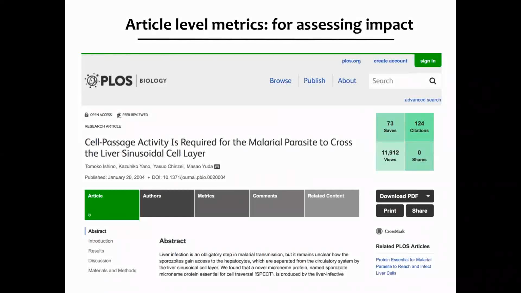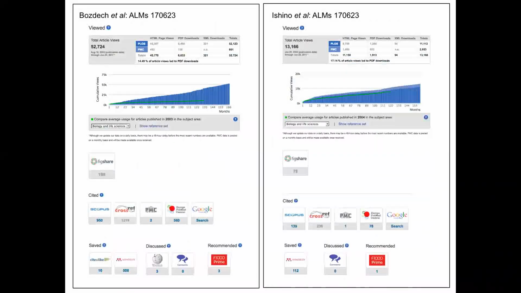So if you go to the PLOS website, and again, I'm doing this for PLOS because I'm more familiar with PLOS, but many journals do this, and you click on the metrics tab for each of these articles, what you'll see is a real-time set of alternative article level metrics for each of those articles. The last time I did this was about half a year ago. So here's the DeRisi article, and here's the Yuda article.